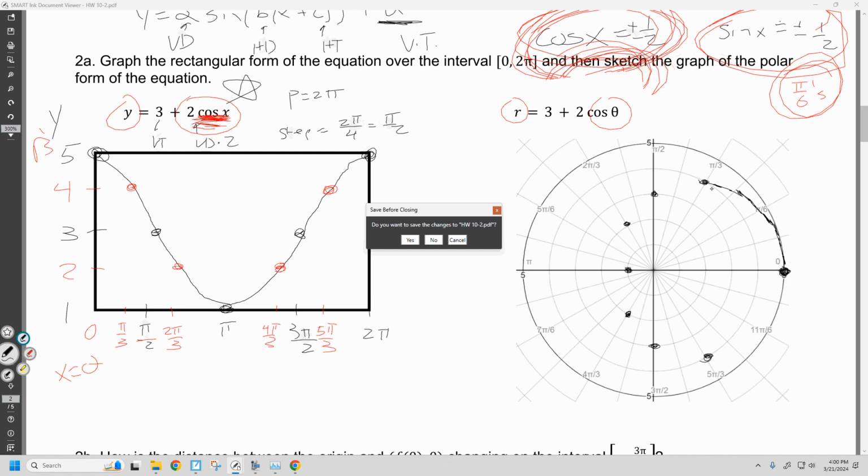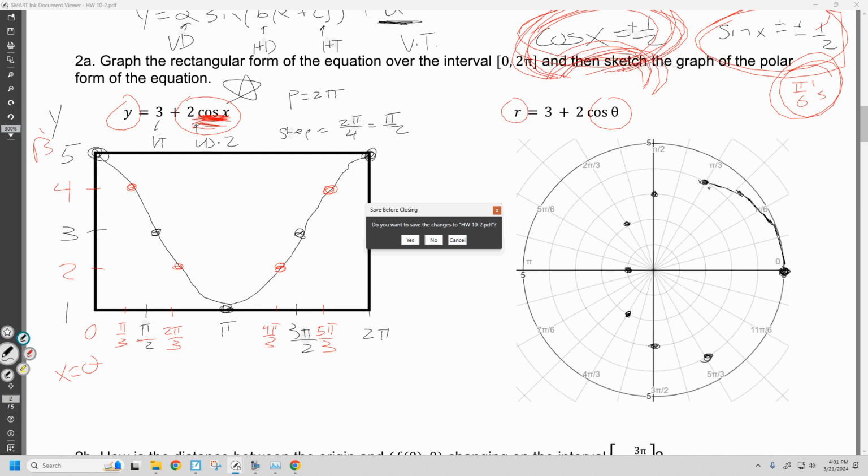If this decreases, my radius is decreasing. I'm getting closer to the origin. You see, under part B, it asks how the distance between the origin and f of theta, theta is changing on an interval from pi to 3 pi over 2? From pi to 3 pi over 2, this graph is increasing. What does that mean? My radius is increasing. I'm getting further away from the origin. So be careful as you connect your points.